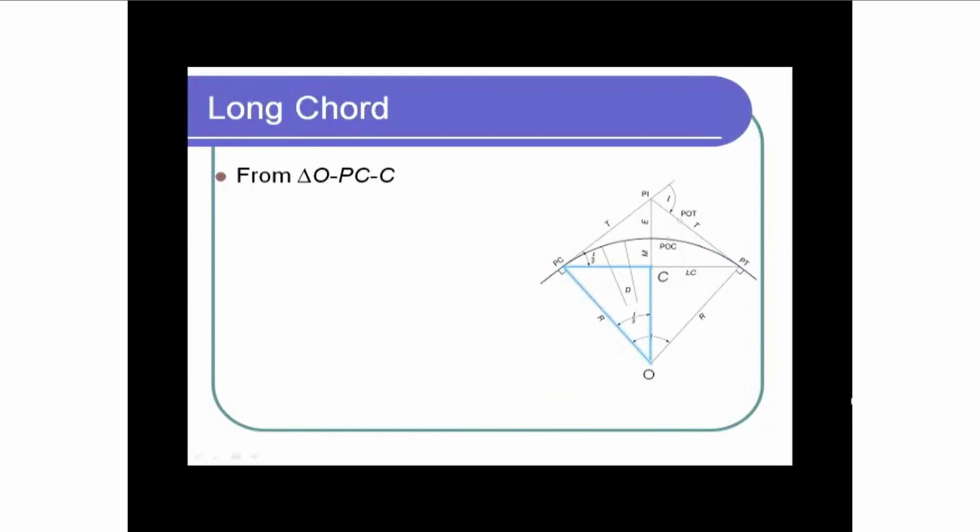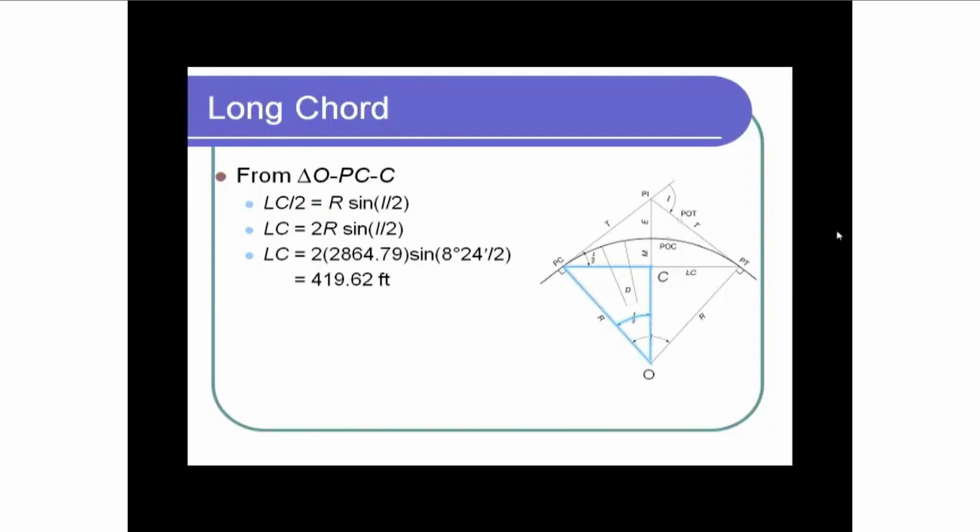Now the long chord is the distance across from PC to PT. Well, again, if we look at the triangle O, PC, to the center of the chord, we've got half the chord distance. That half of that chord distance is the opposite side of I over 2, and we already know the hypotenuse R. And so we've got the opposite side, we can use the sine to get that. So LC over 2, the long chord over 2, half of the chord distance, is equal to R times the sine of I over 2. Multiply the 2 across, and we get that LC is equal to 2R times the sine of I over 2.